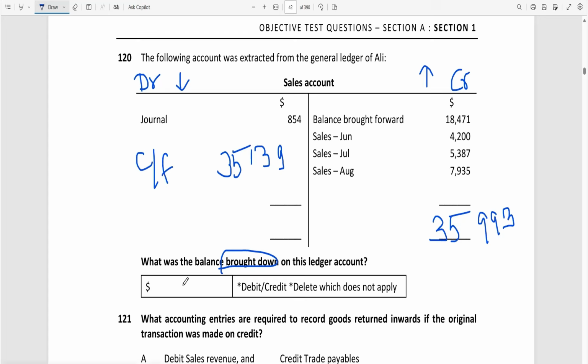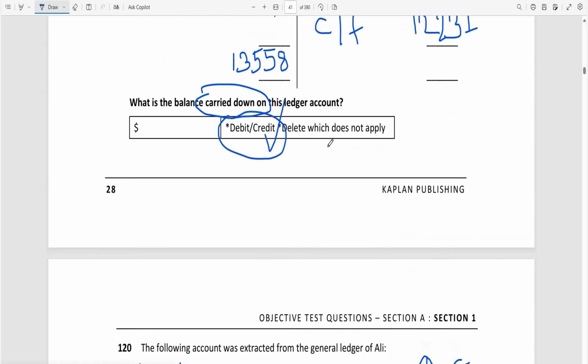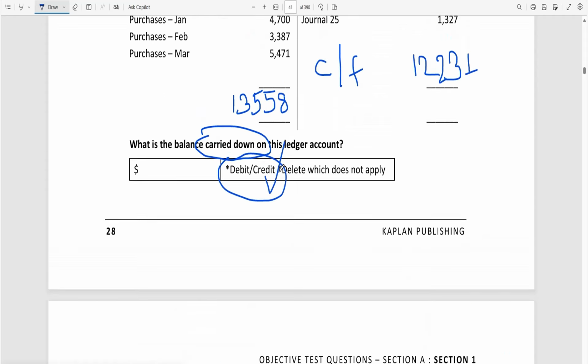Now we got to know what the balance is, right? But the question is asking for the brought down balance. So in the current year this is carry forward, but in the next year it will be balance brought forward and it will be on the credit side. That's why, if the question is asking for carry down balance, then you have to choose debit or credit based on where that balance has been posted. In our case it has been posted on the credit side. That's why we choose credit here.